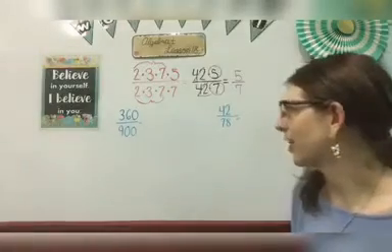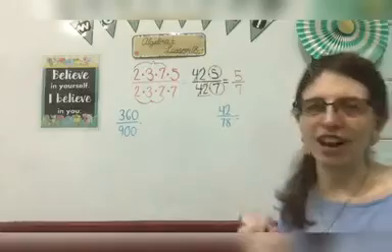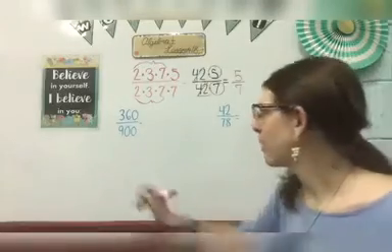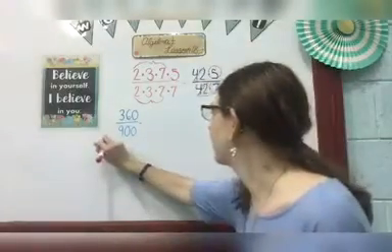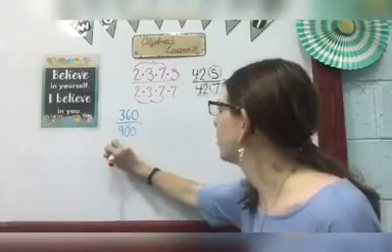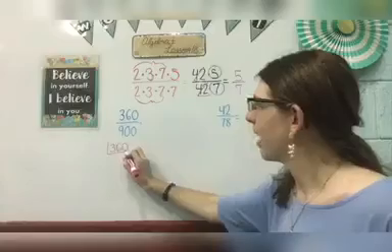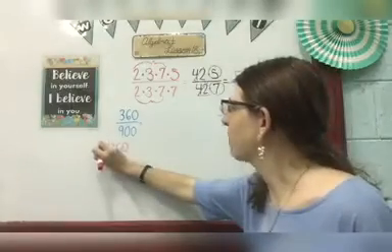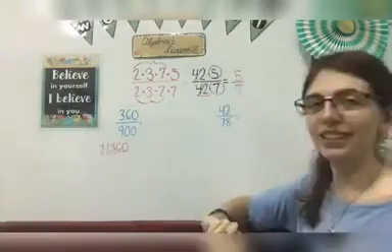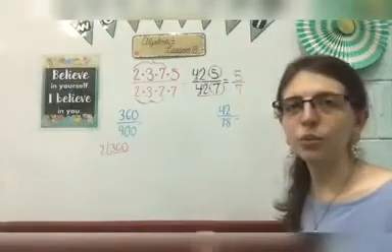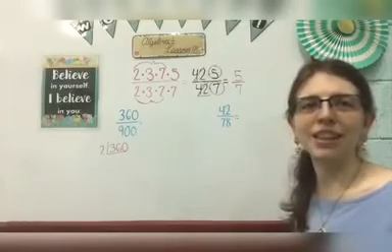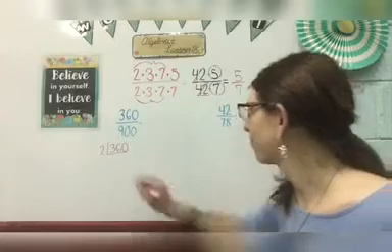Let's take a closer look. 360 over 900. First, I'm going to find all the prime factors of 360. I'm going to use the ladder method. I'm going to start with my smallest prime factor that will go into 360, which is 2. I know that 2 will go into 360 because 360 is an even number.